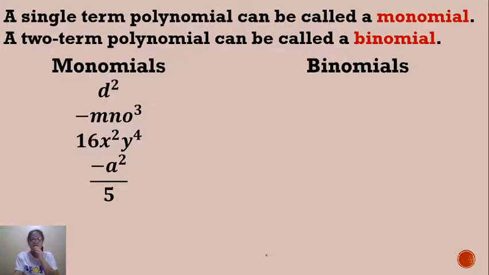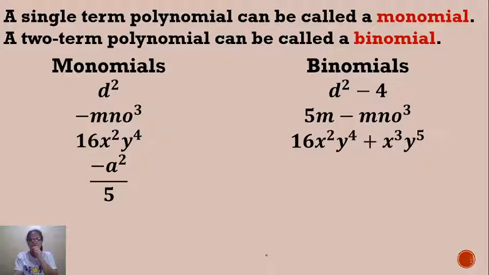What are examples of binomials? d squared minus 4, 5m minus mno cubed, 16x squared y to the fourth plus x cubed y to the fifth, and negative a squared over 5 plus 16. So why are they called binomials? Because each has two terms.